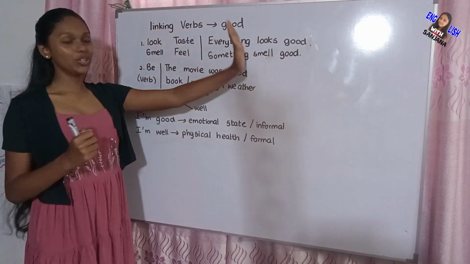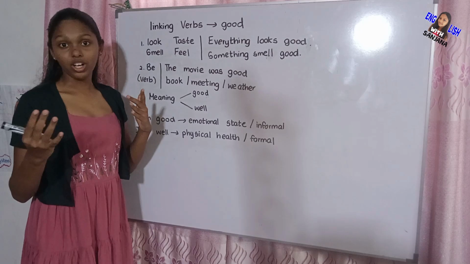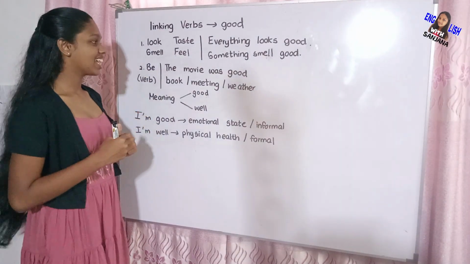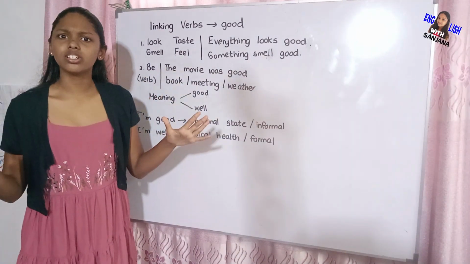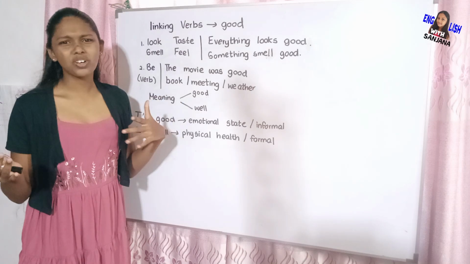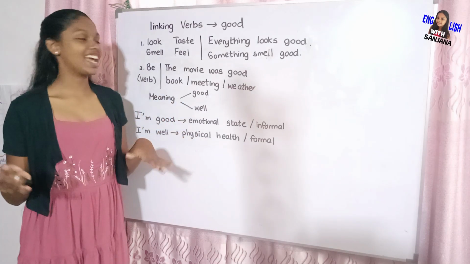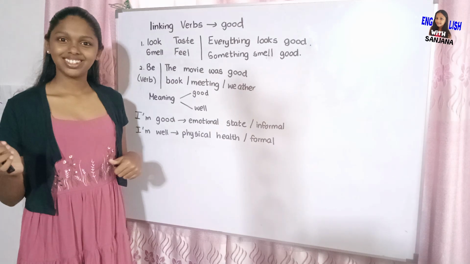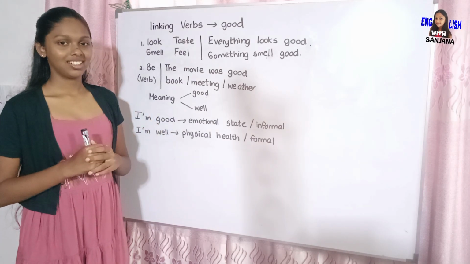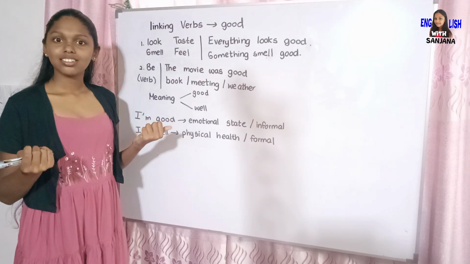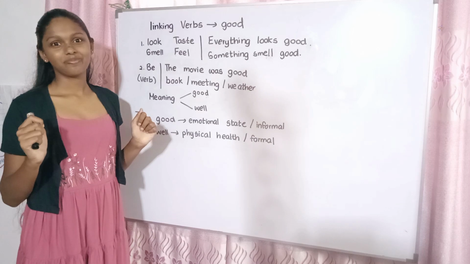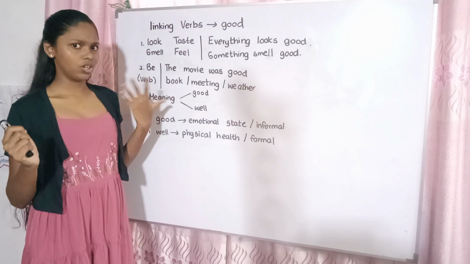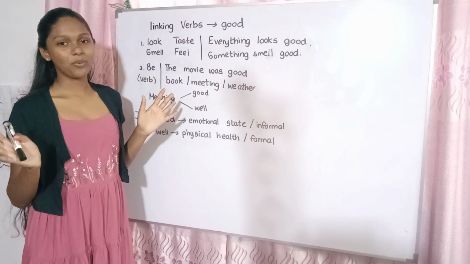And also we use good with the verb to be. The movie was good. Do we say the movie was well? No, we say the movie was good. How was the book? The book was good. How was the meeting? The meeting was good. How was the weather when we were on vacation? The weather was good.